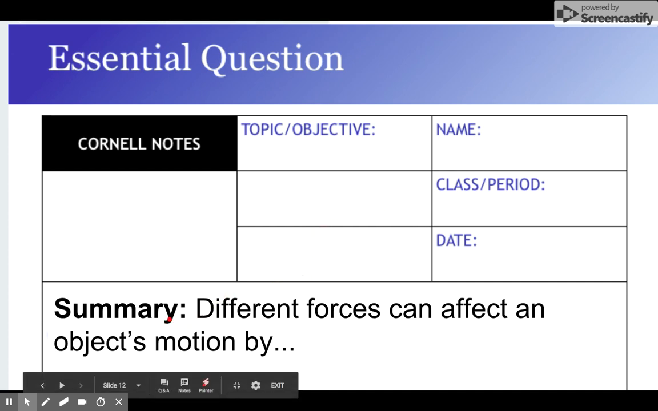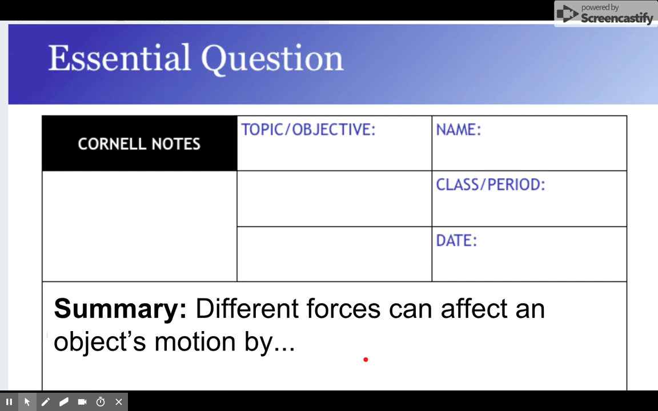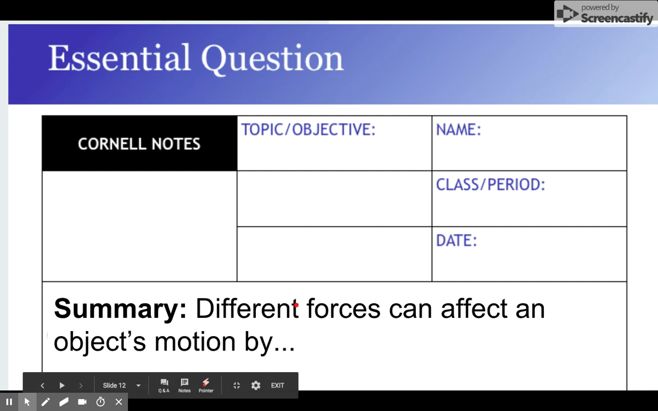I want you, in the summary, to write down and answer the question: how different forces can change an object's motion. You may start writing that with these words over here. You can say that different forces can affect an object's motion by... and this is how you're going to show me that you understood this lesson. And then I'll collect your science notebooks later on.